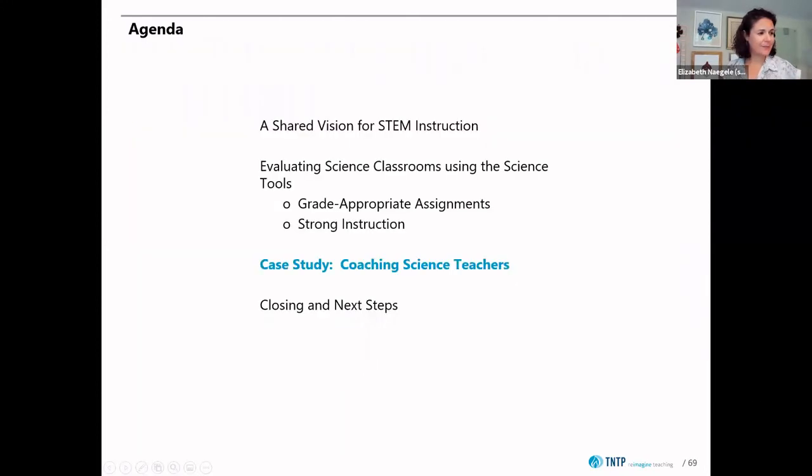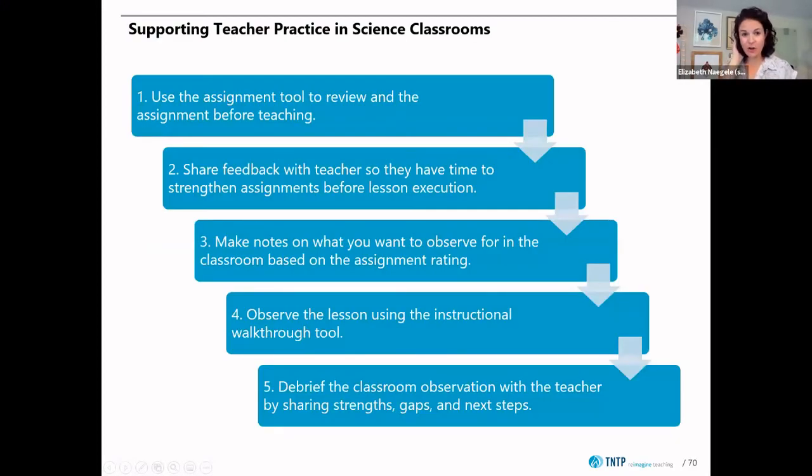Thank you. We're going to bring it all together now by doing one last round of practice where we take a look at a single teacher and a single set of assignments and lessons that go together. And we're doing that as we think about what we want to put in place in the fall to be able to support our teachers using these two tools.